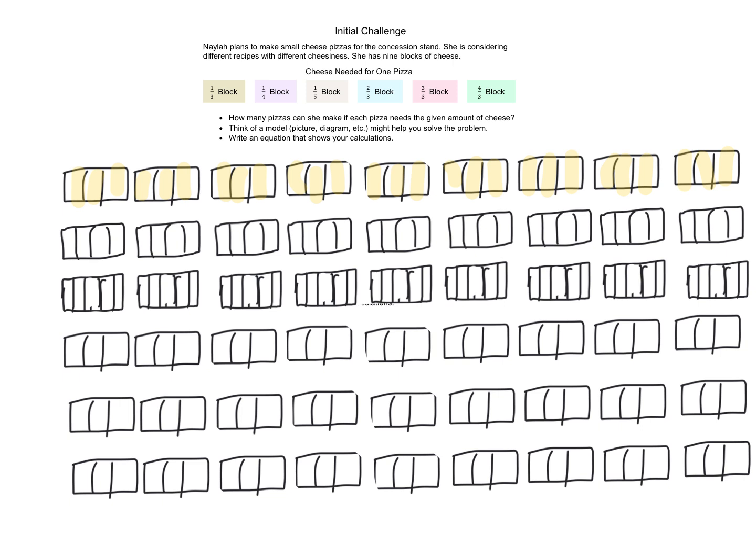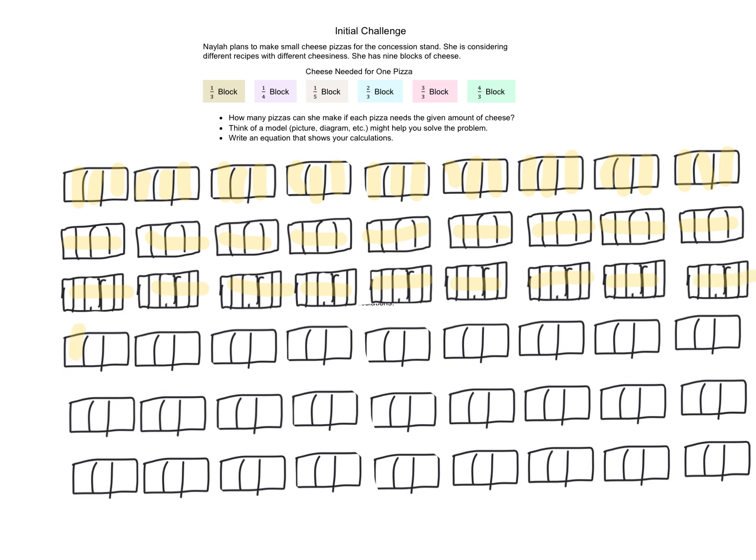If it was a fourth of a block, we'd have 4, 8, 12, 16, 20, 24, 28, 32, 36 pizzas. With a fifth of a block of cheese, we'd have 5, 10, 15, 20, 25, 30, 35, 40, 45 pizzas.